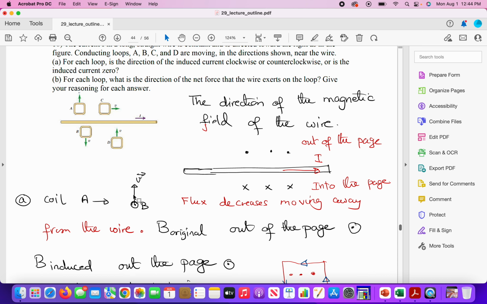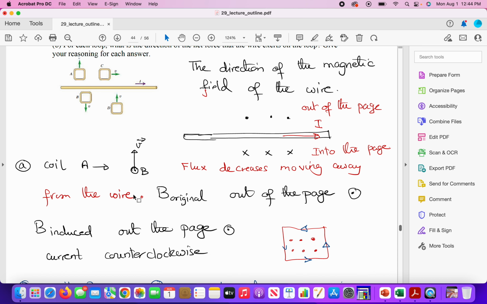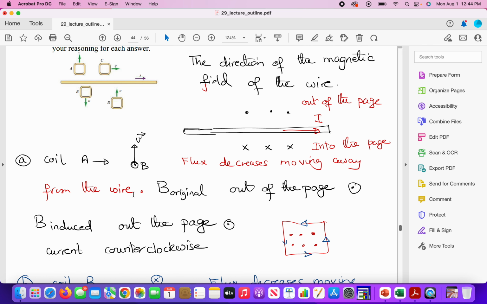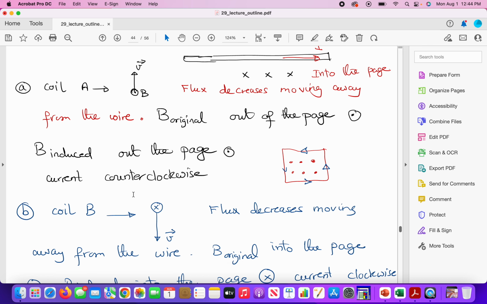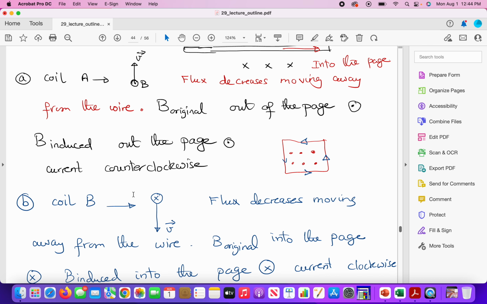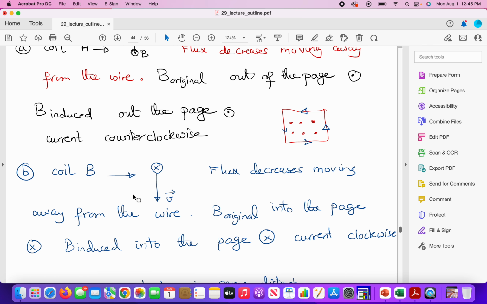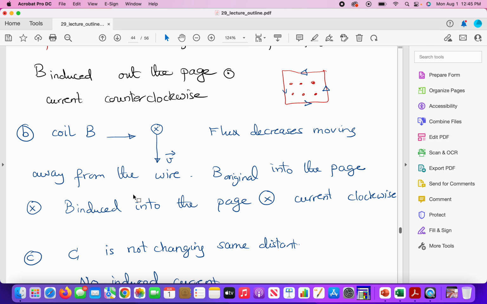For the second coil, B, I'm drawing it here below the wire. It also has its motion moving away from the wire, so the flux is decreasing. B original is into the page, and B induced should also be into the page as well, and then the current should be clockwise.